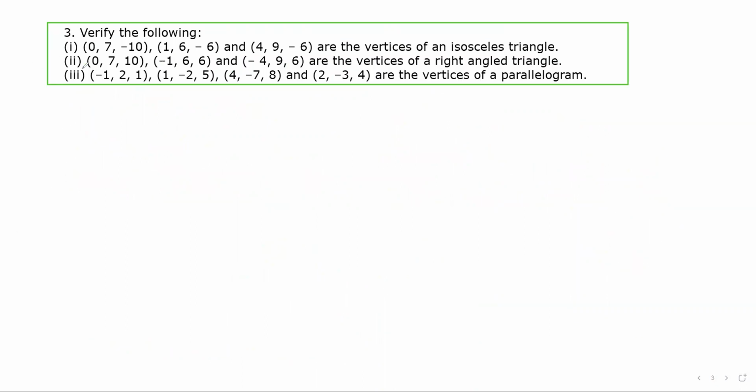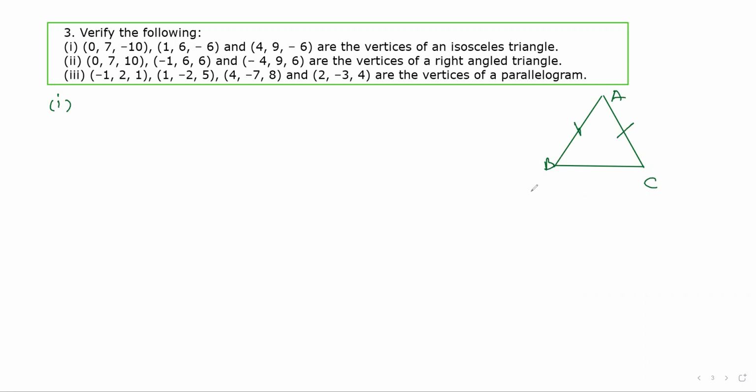Next, verify the following. These 3 points are vertices of an isosceles triangle in the first part. Now, isosceles triangle means a triangle in which 2 sides are equal. The measure of 2 sides are equal. So if we have an isosceles triangle ABC over here, then at least 2 sides should be equal. The third side may or may not be equal to these 2 sides.